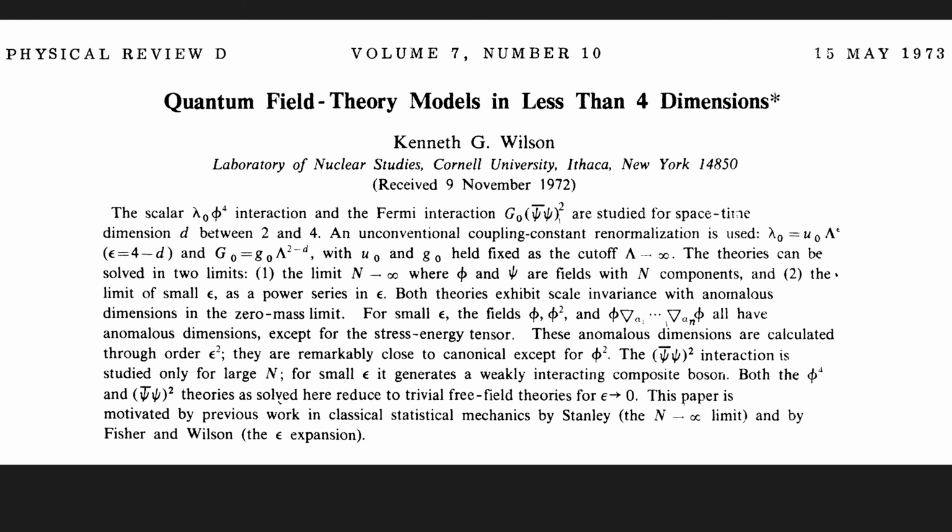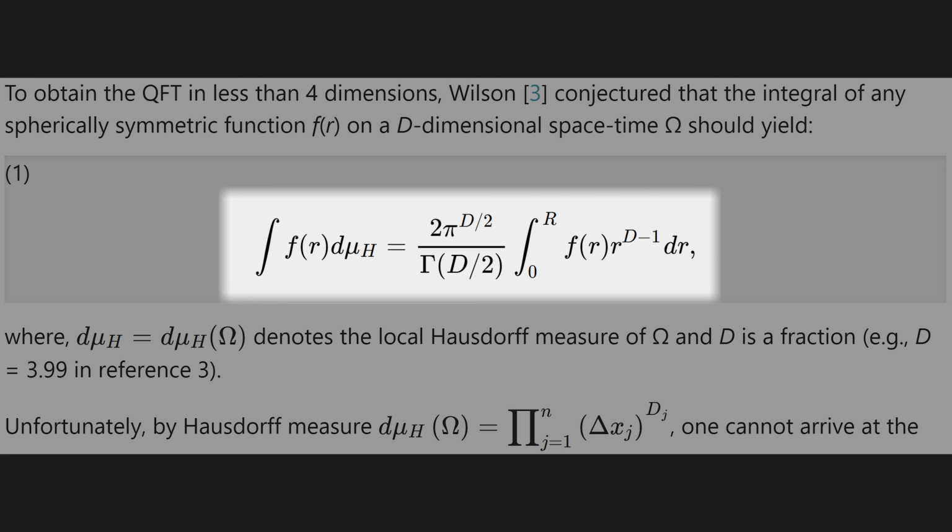In this paper that introduces quantum field theory in fractional dimension, Nobel Prize-winning physicist Kenneth Wilson conjectured that it indeed is true. More formally, the conjecture can be stated like this. The right-hand side is the spherical integral formula with respect to the radius, and the left side is the integral with respect to the Hausdorff measure of d non-integer dimension, which is, roughly speaking, a generalization of the Lebesgue integral to work over fractals, which have fractional dimensions. So, does this conjecture hold?